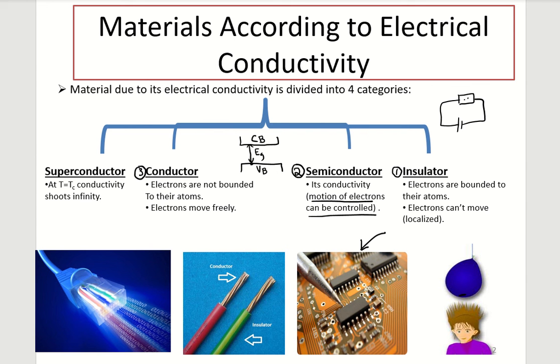Now, if we talk about superconductors, some types of metals are superconductors, but they act as superconductors at a certain temperature. This temperature is called the critical temperature. At this temperature, the lattice vibration of the atoms is going to be null, which means that the resistivity is going to decrease, and that's how the conductivity is going to increase. We say it shoots to infinity. So this is the difference between the superconductors, the conductors, the semiconductors, and insulators. In this lesson, we will be discussing how to charge a conductor and how to charge an insulator.